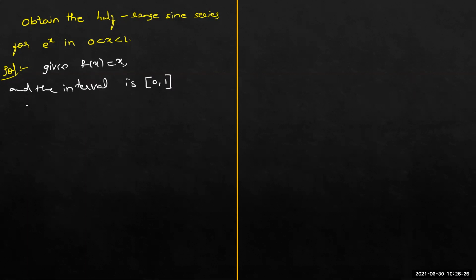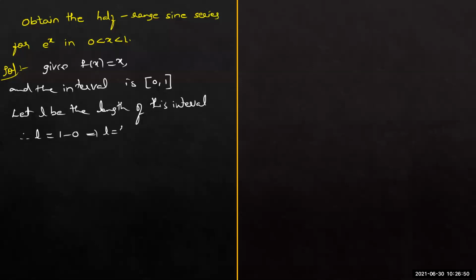Now, since the question is to calculate the half range series, as I told you already, take the length of this interval as L. Let L be the length of that interval. So L is equal to 1 minus 0, which is L equal to 1. Right, so the value of L is clearly 1.